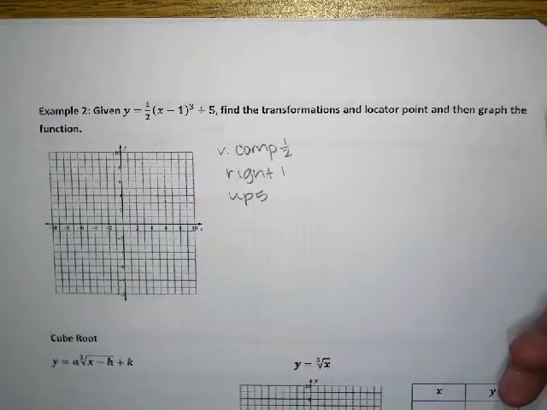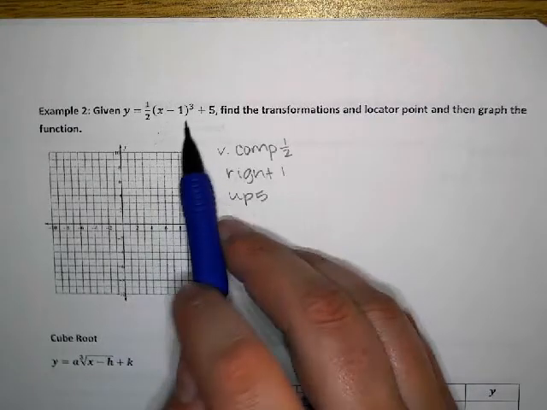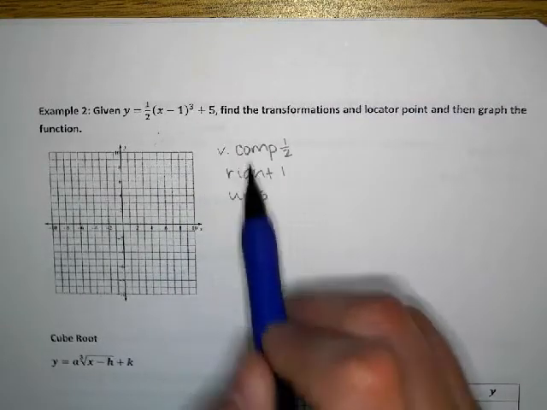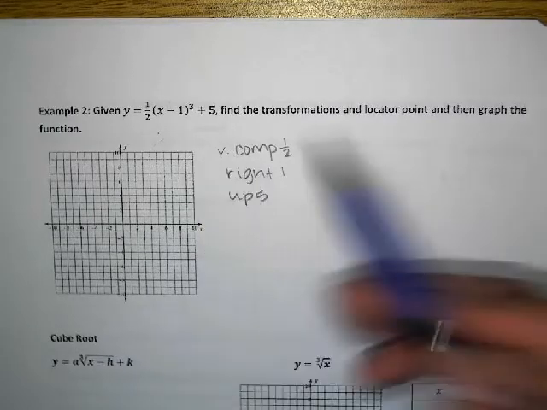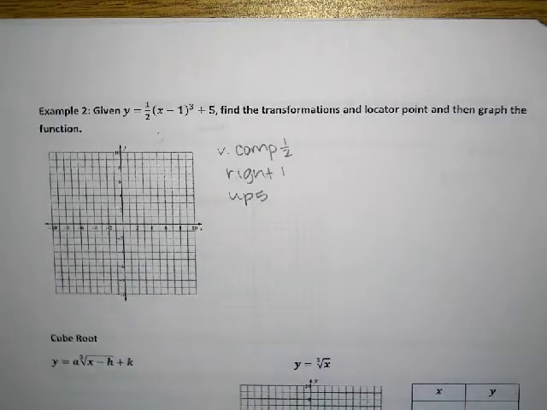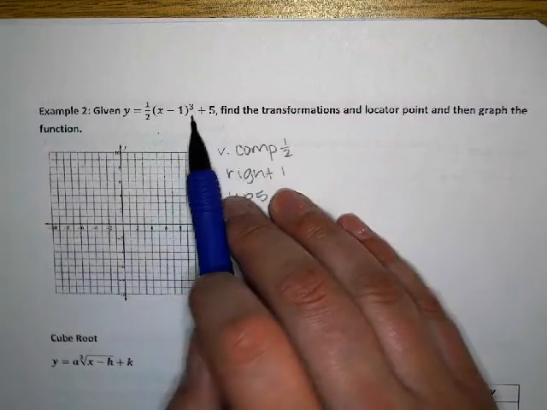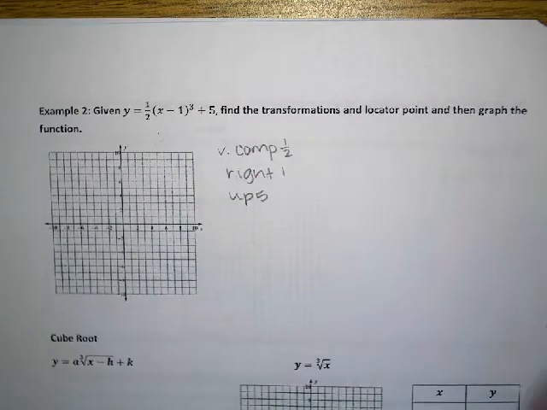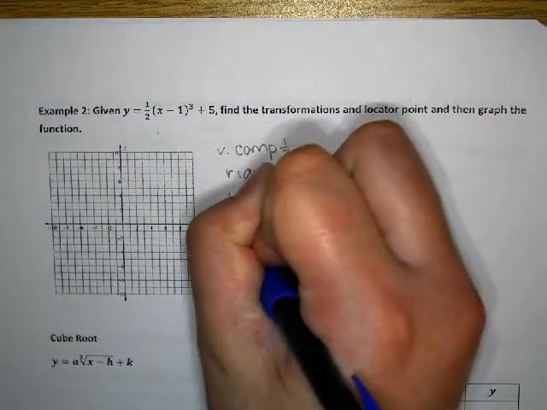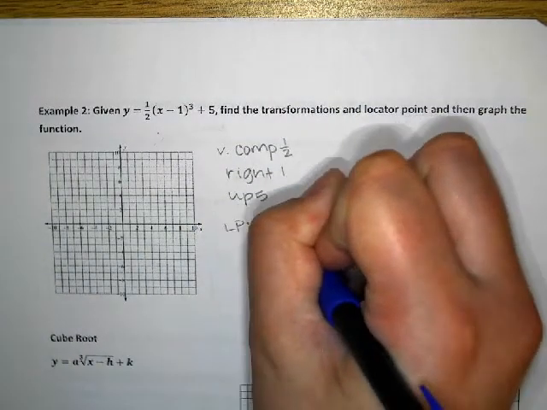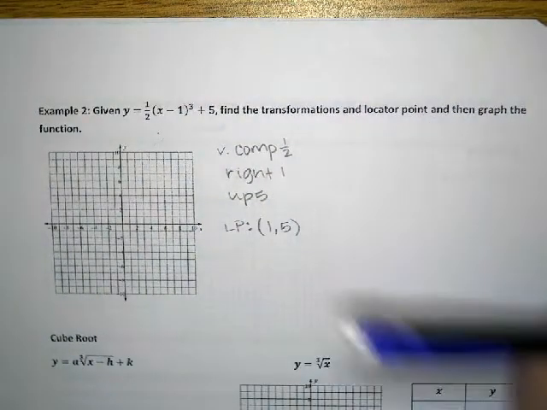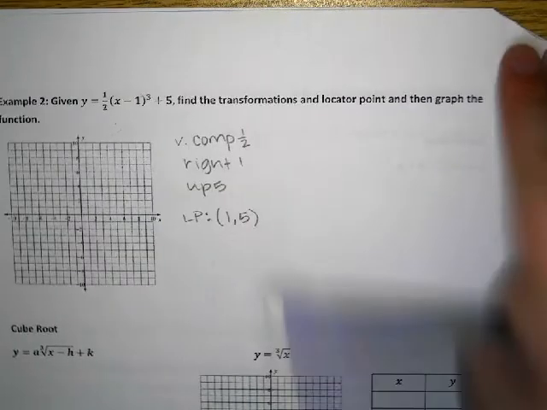Yeah, it tells you that it's a cubic. So the little 3 is not a transformation. The little 3 tells you which parent graph it is. So it tells you that you're talking about a cubic function, not a parabola, not an absolute value, not a square root, not a cube root. It tells you which graph you're looking at, like what the general shape of the graph is. Okay, the locator point is what? 1, 5. Okay, and then if we're going to graph the function, we need to have the points.